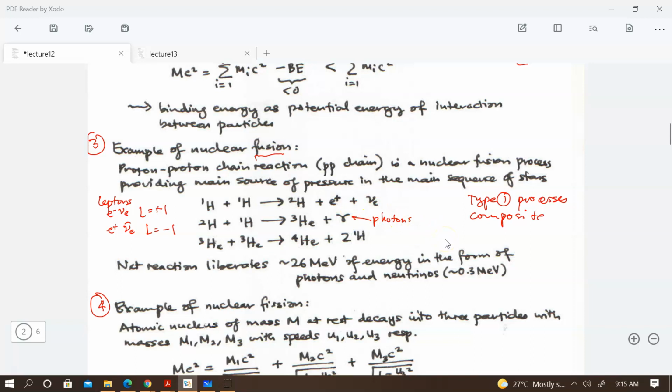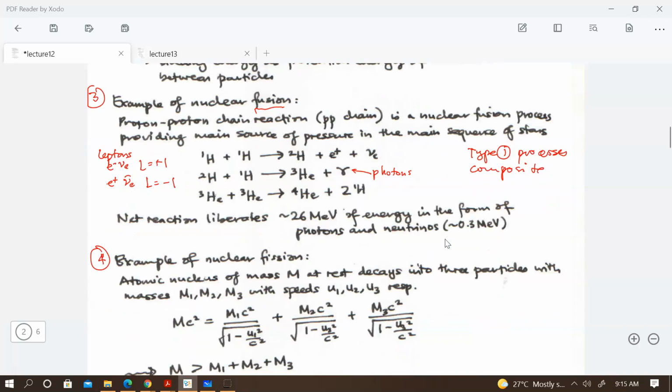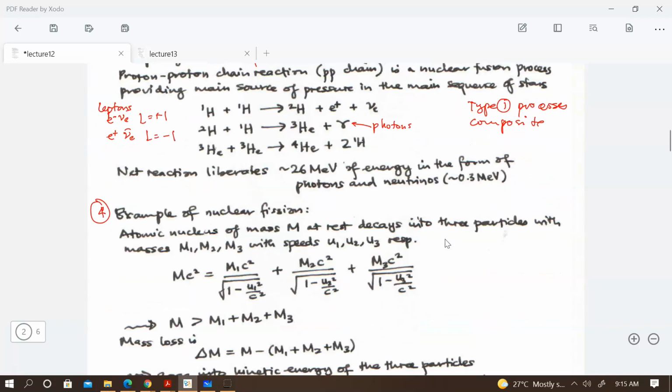All right. The next one is nuclear fission. Again, you probably learned about the uranium nucleus. I can't remember the mass number, but the uranium nucleus is essentially unstable, so it decays readily.